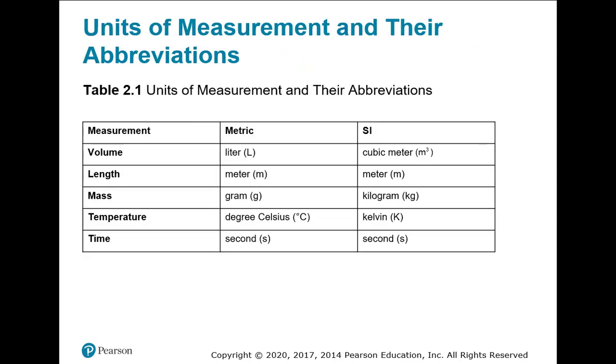Here are some units of measurements and their abbreviations. For volume, the metric system uses the liter. SI uses the cubic meter, easy to convert from one to the other for all of these. For length, it's common to just use the meter for both of them. For mass, we use the gram in our metric or kilogram in our SI units. Temperature is Celsius, and SI is Kelvin, easy to convert from Celsius to Kelvin. And time, again, just like the meter, is seconds for both of them.